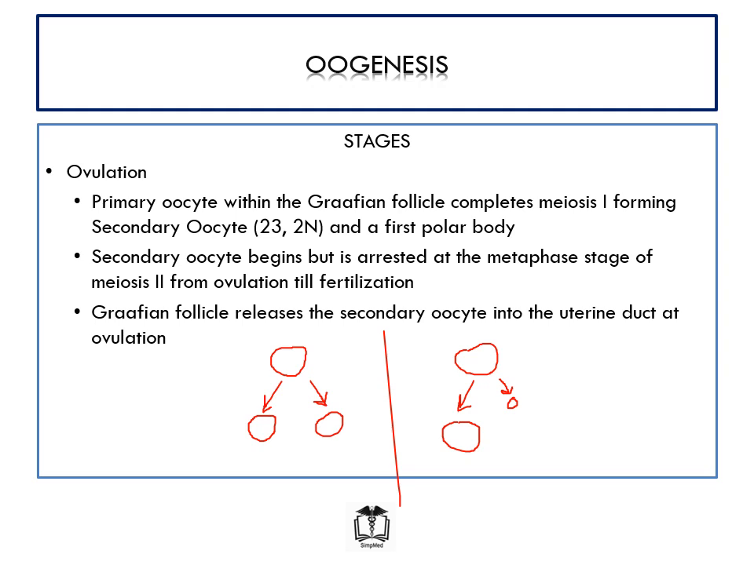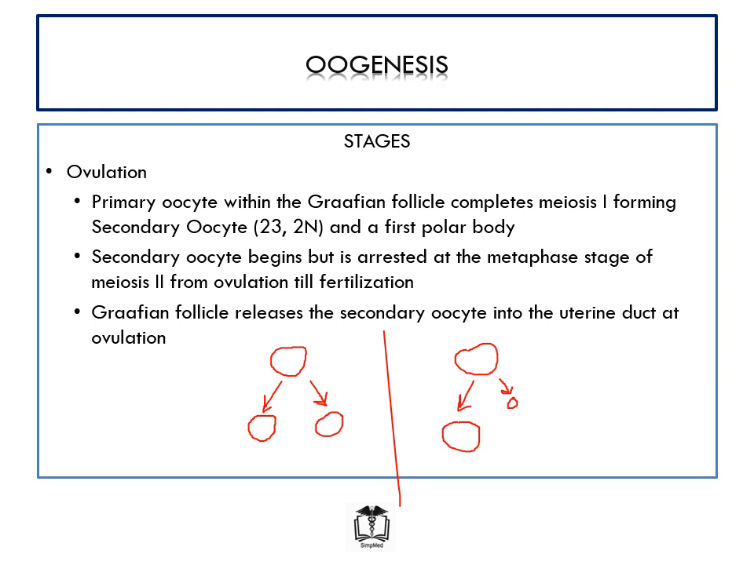The secondary oocyte will now begin to undergo meiosis 2, but similar to what we talked about for the primary oocyte, the process of meiosis 2 is arrested at the metaphase stage. So remember the key difference. The primary oocyte begins to undergo meiosis 1 during intrauterine life while the fetus is still in the uterus, and this process of meiosis 1 is halted at the prophase stage of meiosis 1.